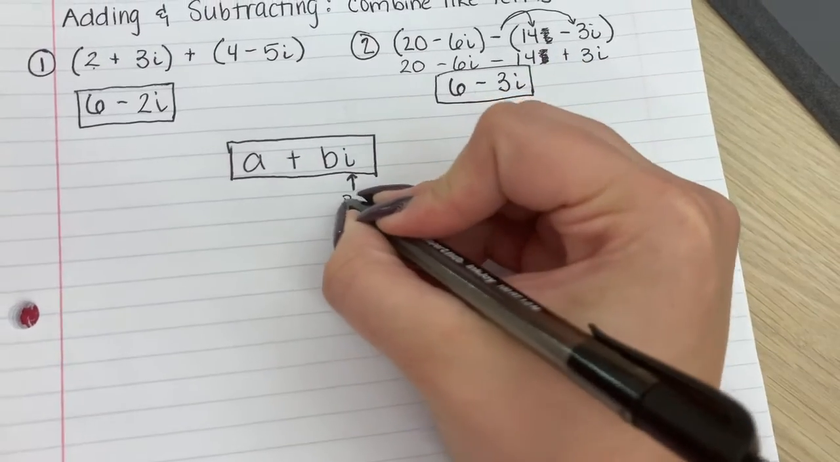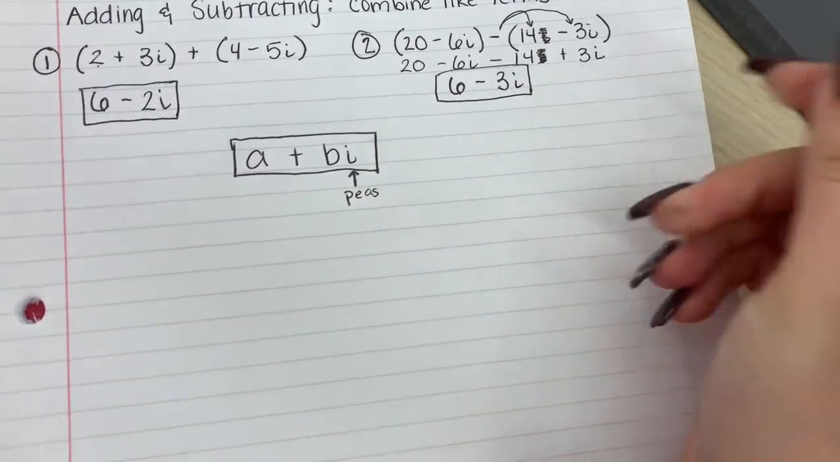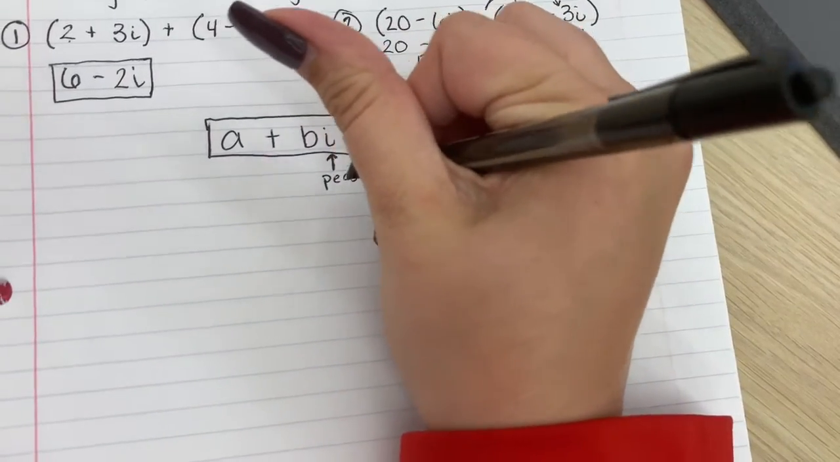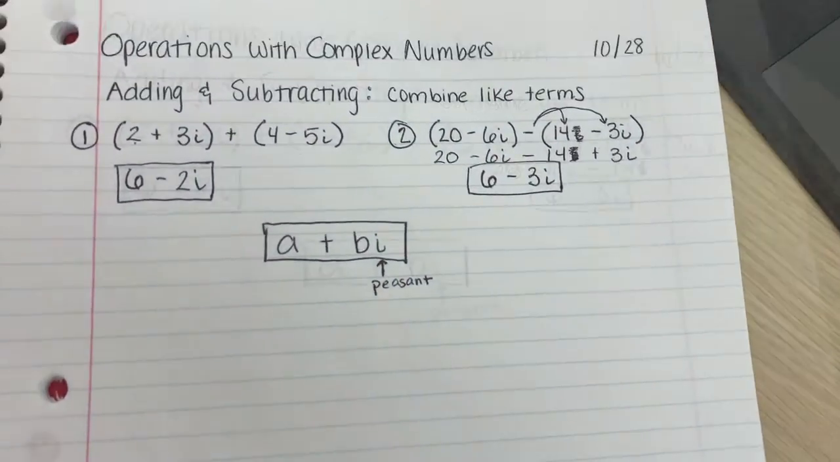Those imaginary numbers are like the peasants of numbers. They're not even real. They're imaginary. This is where I asked Mr. Bryson how to spell peasants in the middle of tutoring.